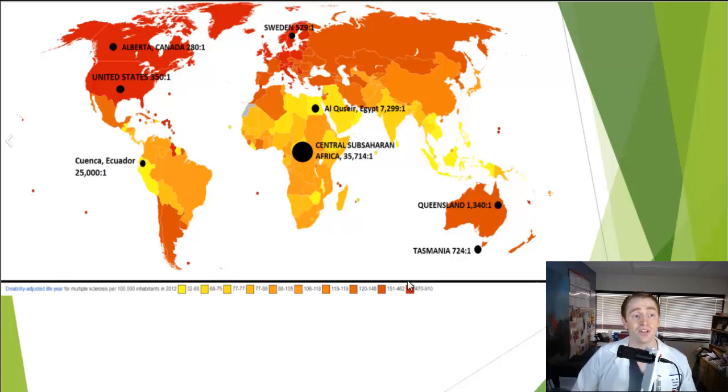For instance, in the United States, the rate of MS is about 1 in 350 compared to only 1 in 25,000 in Cuenca, Ecuador. Now, of course, there are other confounding factors here, such as ultraviolet radiation decreasing the prevalence of MS close to the equator, and I have a separate video on that, but there seems to be significant environmental risk factors important in the development of MS.